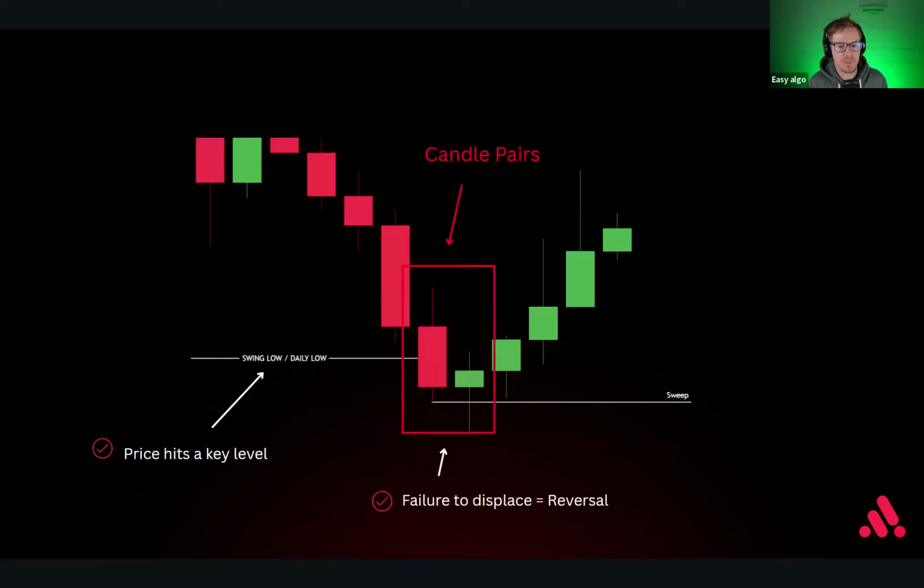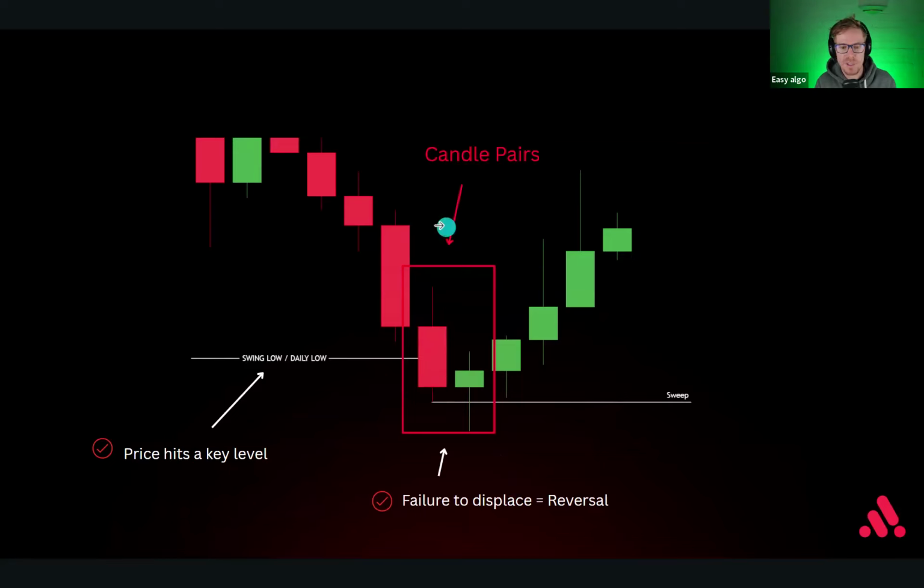So here's an example of how the logic is working. We've got a swing low or a daily low or a key level that's marked out, a higher time frame key level. Price hits a higher time frame key level, and then we get a sweep occurring exactly in that location, the failure to displace, which is letting us know it is a reversal.